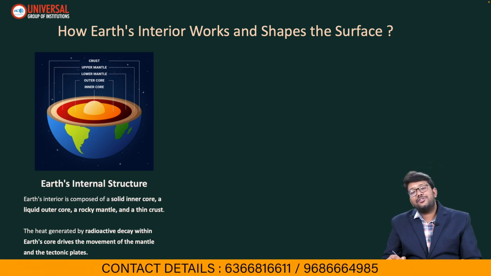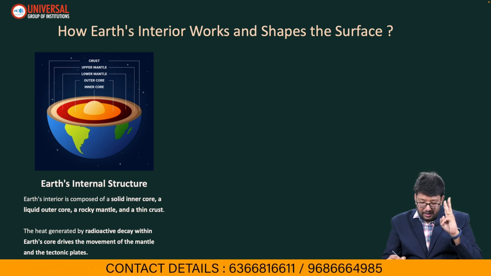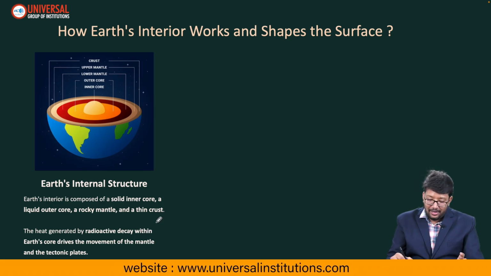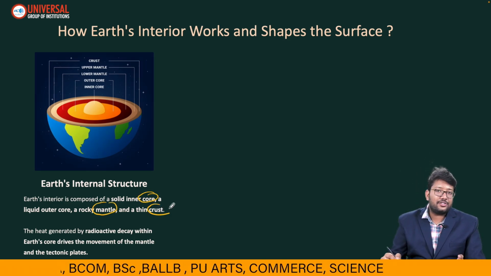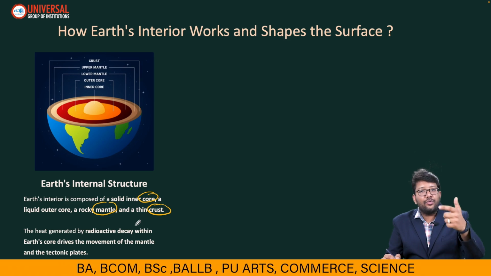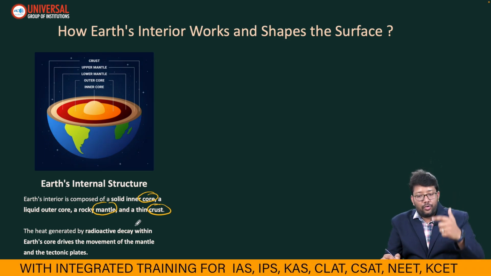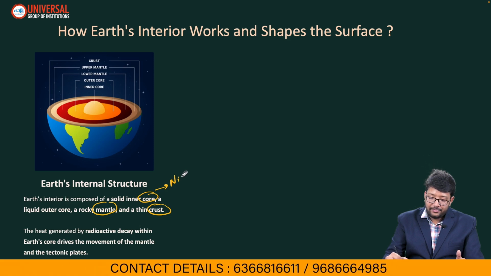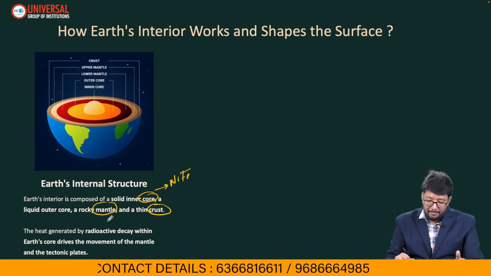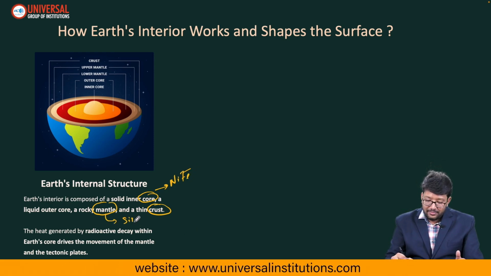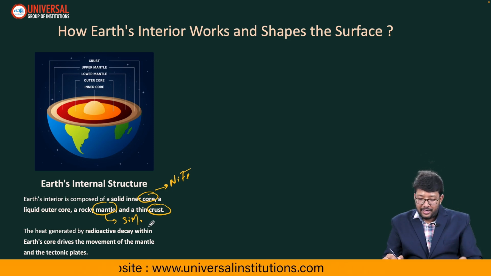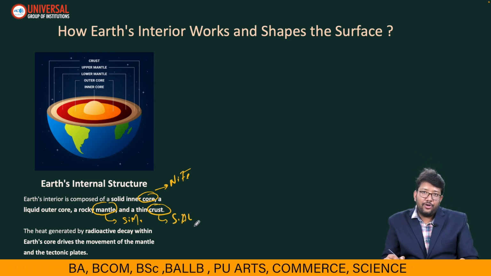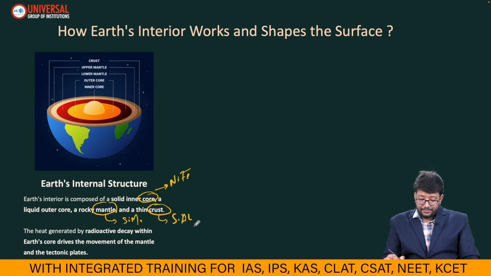So our earth's internal structure is made up of three things. First is core, second is mantle, and third is crust. And we can divide further: inner core, outer core, upper mantle, lower mantle, crust. The core is made up of nickel and ferrous (iron). Mantle is made up of Sima, silicon and magnesium, and crust is made up of Sial, silicon and aluminium. So these are the components.